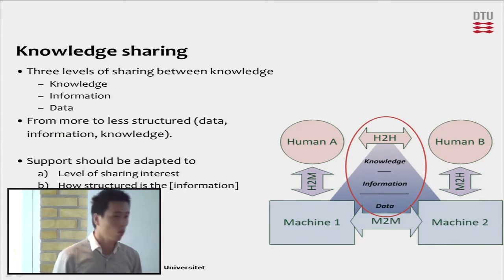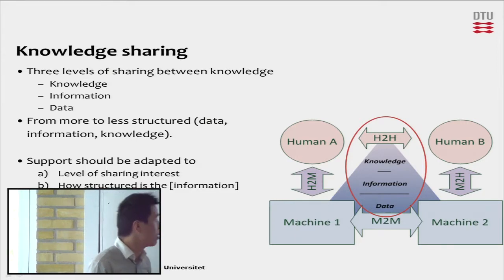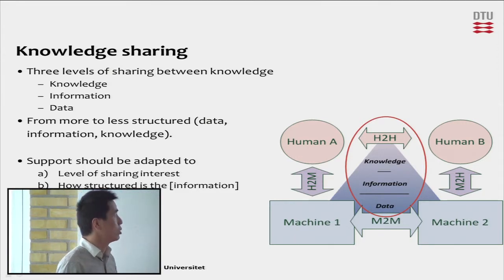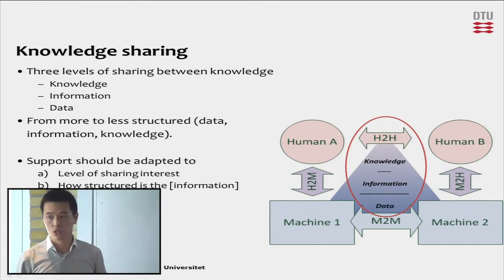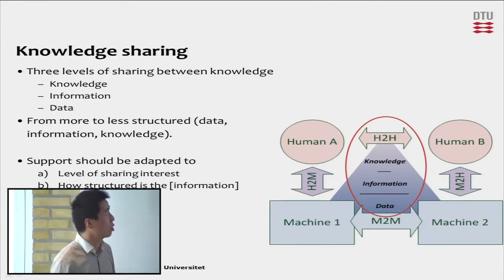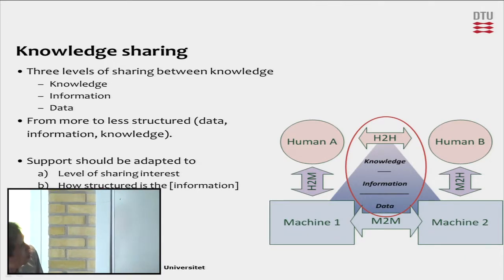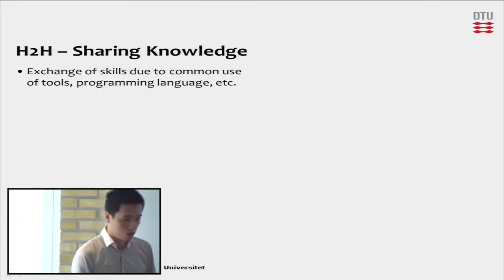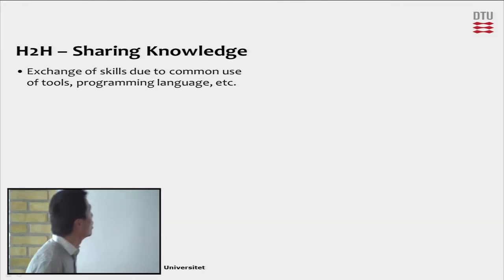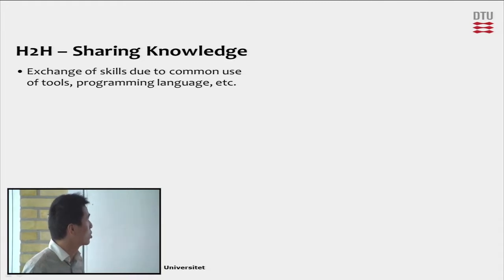So we think when we talk about how to support this, we need to think about what is really shared regarding the knowledge. I'll go into further detail. What did we find out regarding the sharing of knowledge? Sharing knowledge is basically the exchange of skills, for example, due to common use of tools and programming languages.